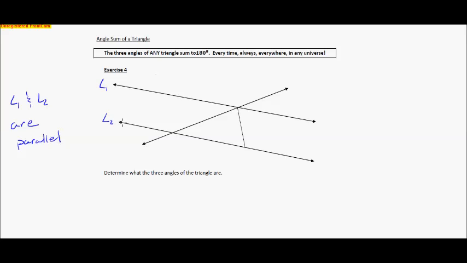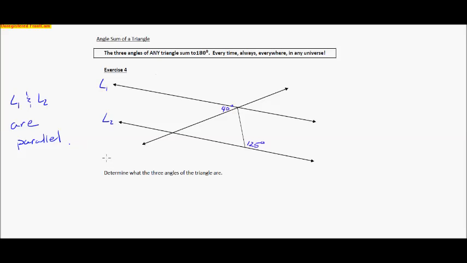Okay, so knowing that, since we have two parallel lines cut by this transversal right here, that tells me that any corresponding angles, any alternate interior angles, any alternate exterior angles are congruent to each other. And also vertical angles. The vertical angles are congruent to each other as well. So I'm going to label some of these to start, and then we want to figure out what the three angles inside the triangle are.